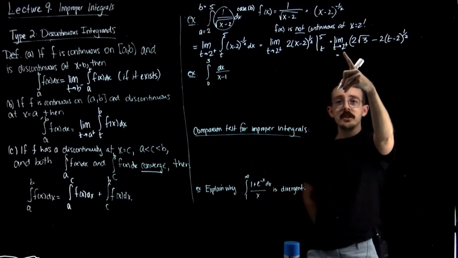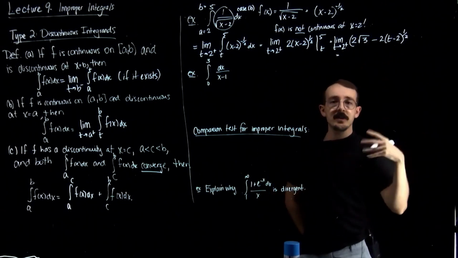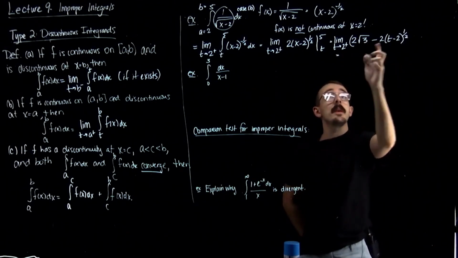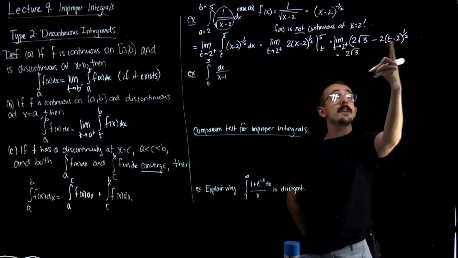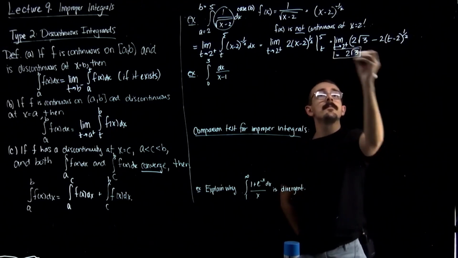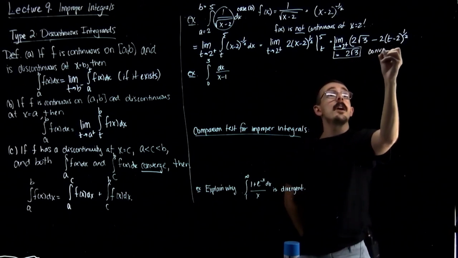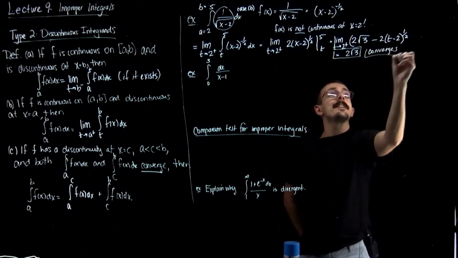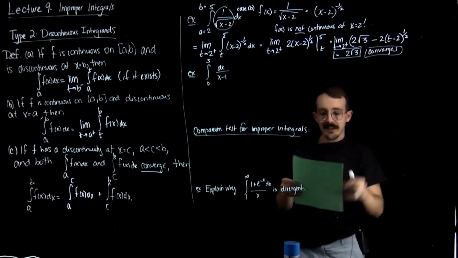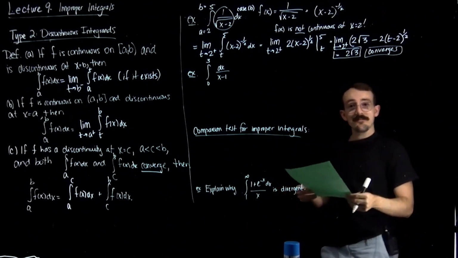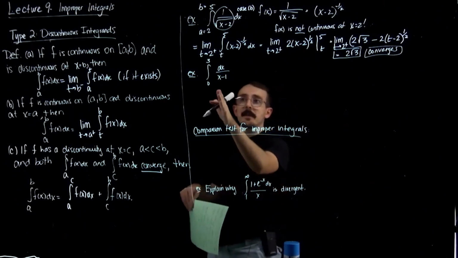So what happens if you plug in 2 into this limit? We'll just do the direct substitution. If you plug in 2, we get 2 root 3. And if you plug in 2, you get 2 times 0 is 0. So this converges. We get a limit that exists. We get a finite number. That's probably the best case scenario, that this actually converges. Let's take a look at this one.